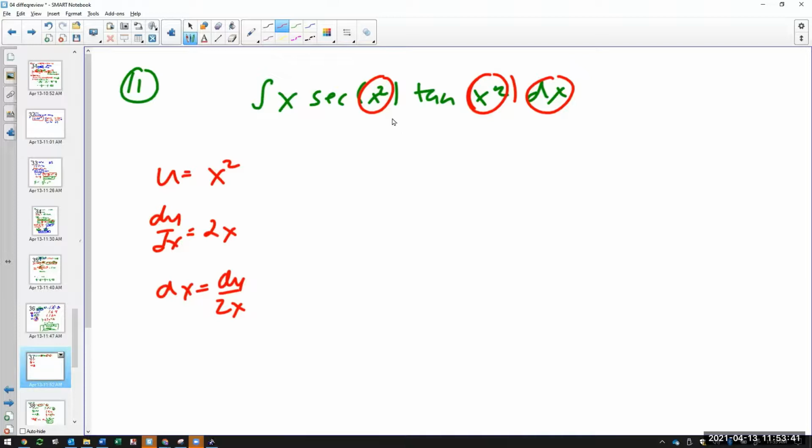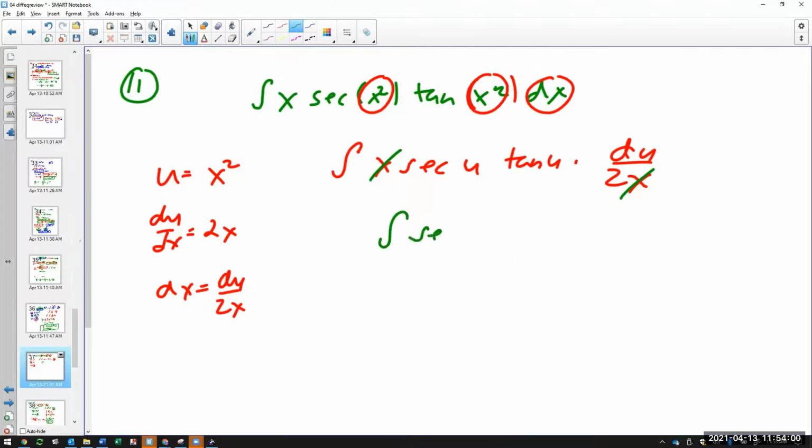Okay? So then you rewrite this. So this is secant u, tangent u times du over 2x. And the question is, do my x's cancel out? Do they? Why, yes, they do. Do you guys think that on your test? Do you think, why, yes, they do?